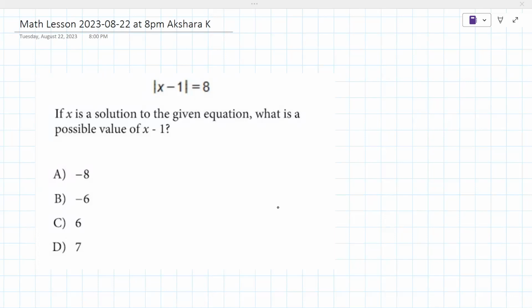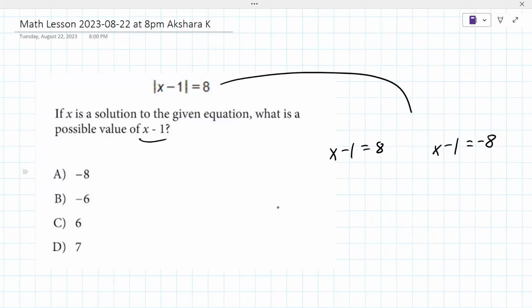So now I want you to try directly solving it. X minus 1 equals 8, X minus 1 equals minus 8. Did you get any values for X? And then you have to subtract 1. Because it had the absolute value, wouldn't it become X plus 1? No, so you negate the number on the right, not the left.